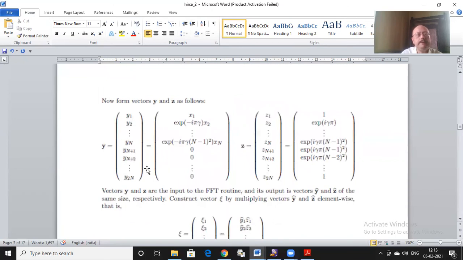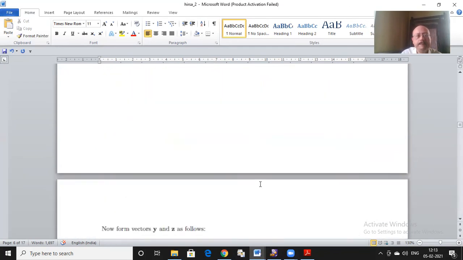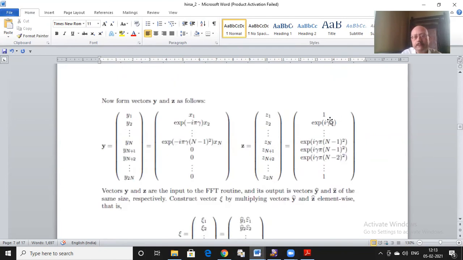Now y and z vectors are generated like this. Remember these are double length, 2n length sequences. Y will be like this, 0 from n plus 1 onwards, as we defined here. z_j will be the tent, so it goes up to n minus 1, then n minus 2, and it comes back down to 1.